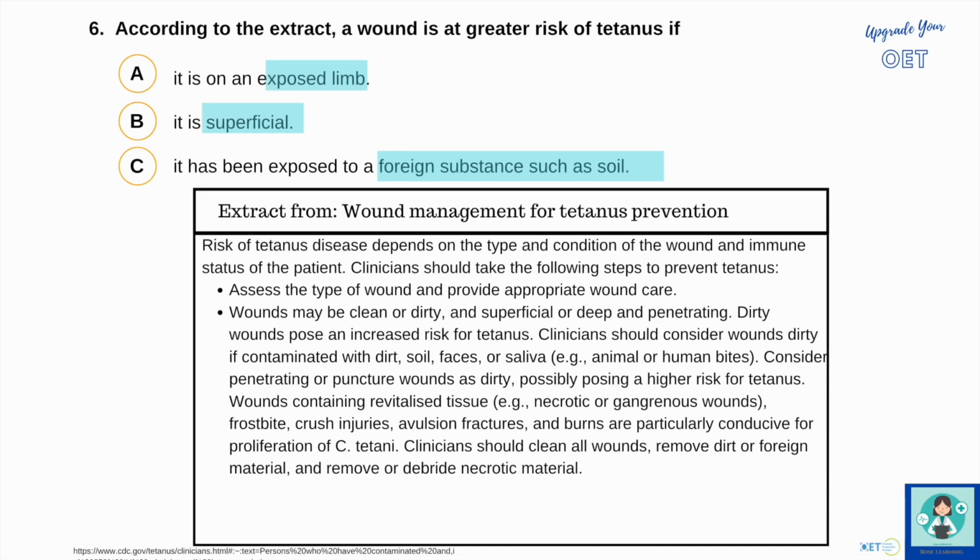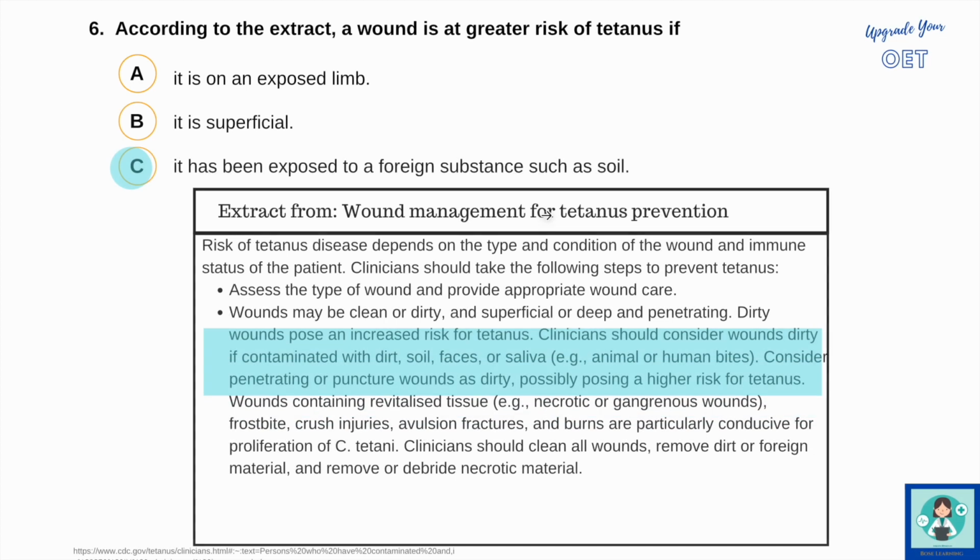And the last one. According to the extract, a wound is at greater risk of tetanus if it's on an exposed limb, it's superficial, or has been exposed to foreign substance such as soil. So we need to read through, we need to look for this greater risk. And we find that in the middle here, wounds pose an increased risk. Consider wounds which are dirty if contaminated with dirt or soil. Here we go. So that's answer C.